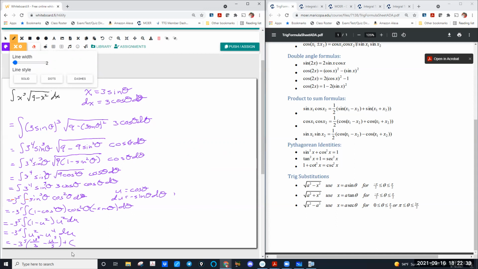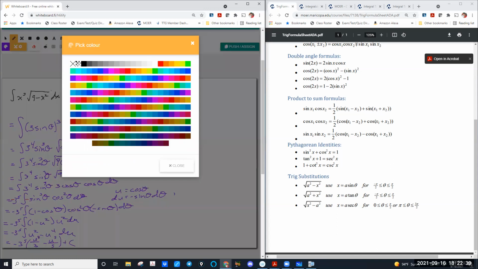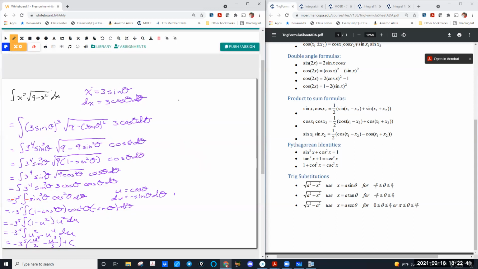Okay, so let's sub back, and just for organization, I'm going to change colors, because there's something I want you to see about subbing back with trig sub. The first one is pretty straightforward. It's the same subbing back you do with your u sub. u is cosine of theta. We need to get that in there. So negative 3 to the 5th.